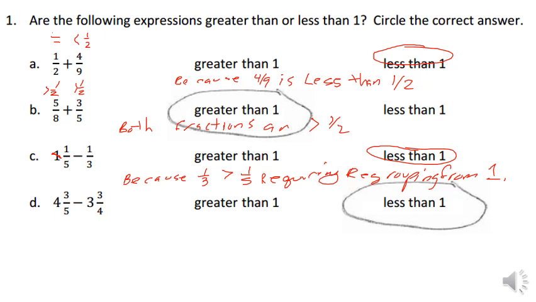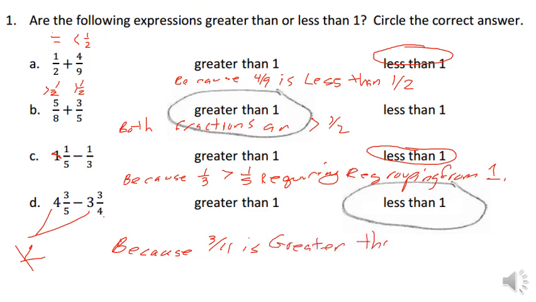On D, 4 3/5 minus 3 3/4. And they're saying this is less than 1. Okay, so if I looked at this and I took 4 minus 3, we're going to have 1 whole. And 3/4 is larger than 3/5, so I'd have to regroup from this one. So that means it would be less than 1. And that's because 3/4 is greater than 3/5.